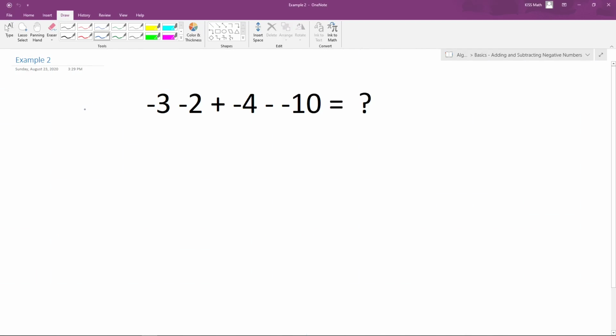Now let's do the same example, but without the car visual. Eventually, this is how you will be doing it once you get the hang of it. So -3 minus 2, that's a -5. And then we're adding a -4, which is the same as subtracting 4. And then we're subtracting a -10. And 2 negatives make a positive, so it's the same as adding 10. So now we have -5 minus 4, which is -9, plus 10 equals 1 as our final answer.